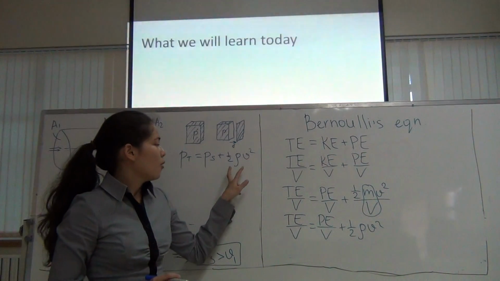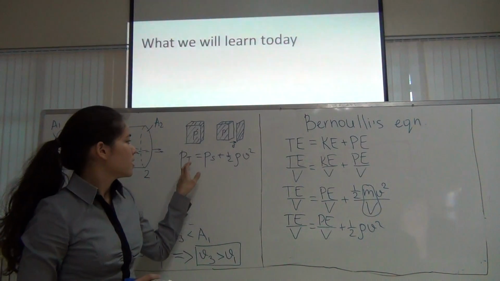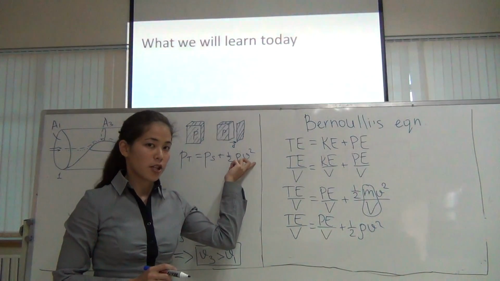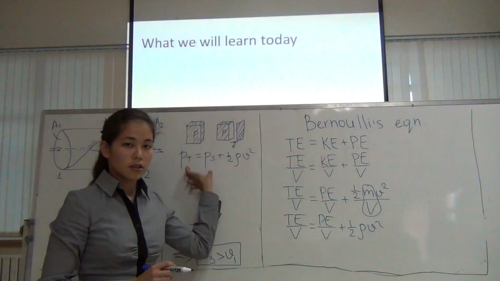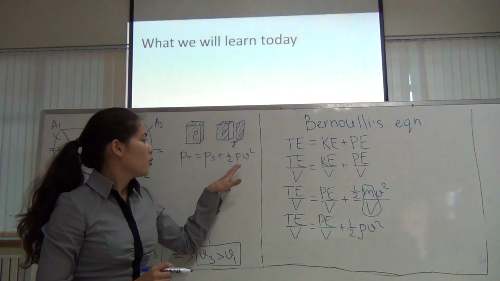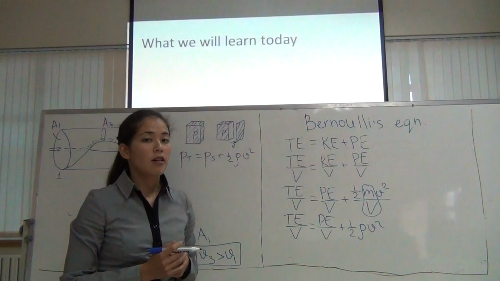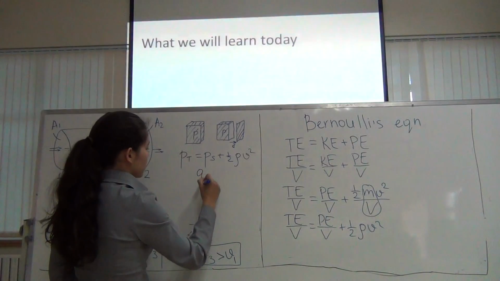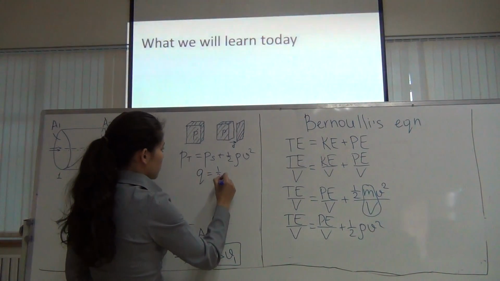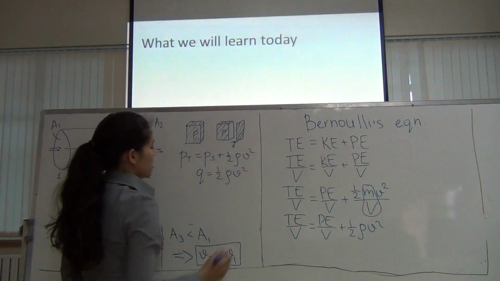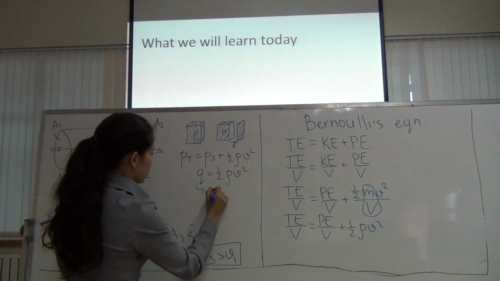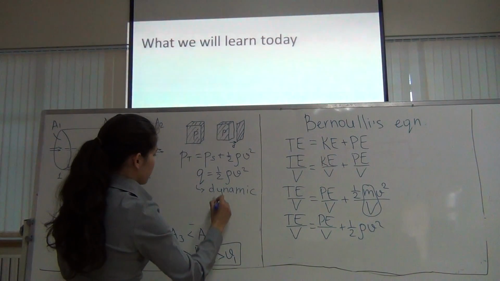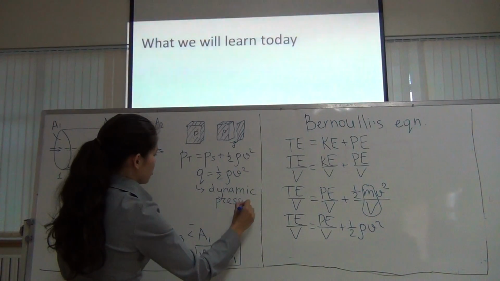Okay, now, so if this is total pressure and this is static pressure, this quantity should be some kind of pressure as well for the equation to equal. So since it has velocity, we will call it dynamic pressure because it's moving, and we denote it as Q. Q equals 1/2 rho v squared, and this is dynamic pressure.